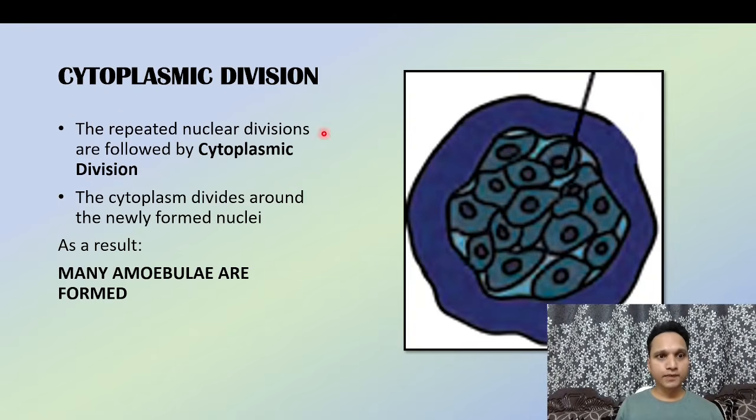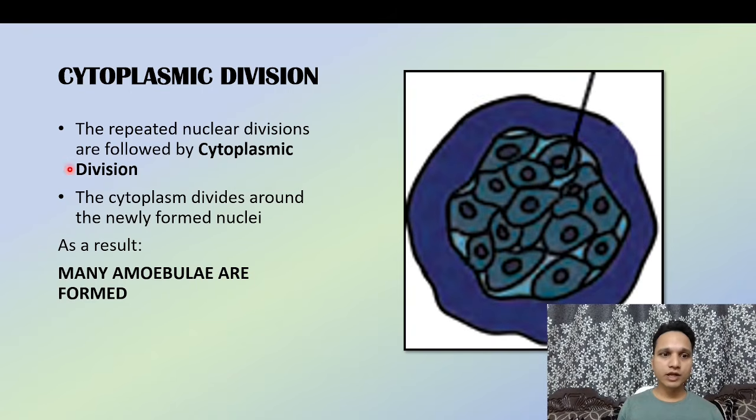What is next then? Then cytoplasmic division comes. You already know what cytoplasm is. The nucleus has already been divided in the previous step. Now the cytoplasm will divide, and as it divides, we can clearly see that there are small amoeba cells inside the cyst now. So there are multiple small-sized amoeba cells inside the cyst.